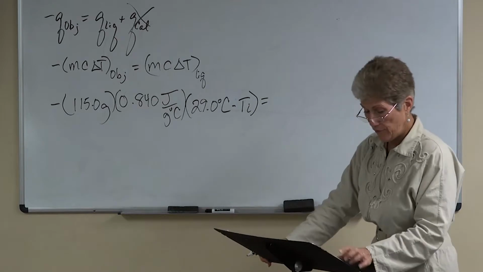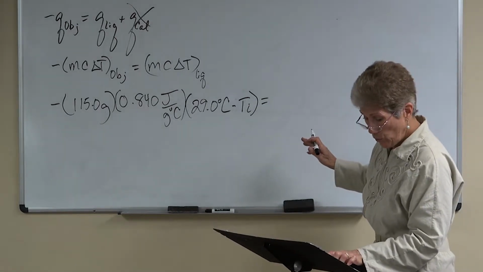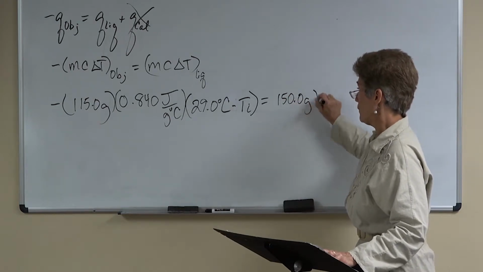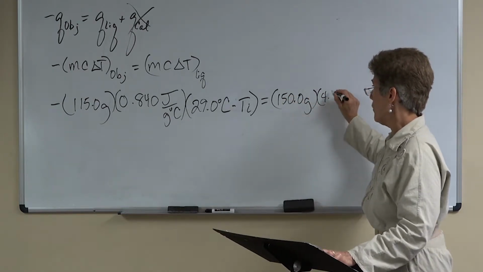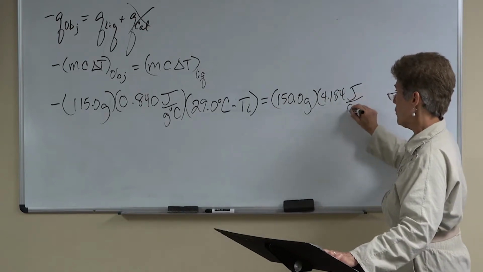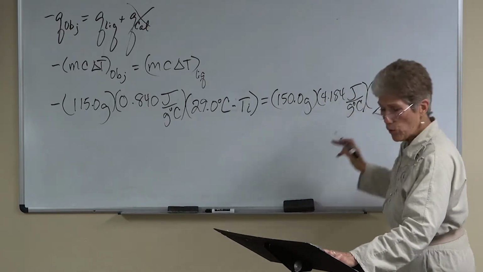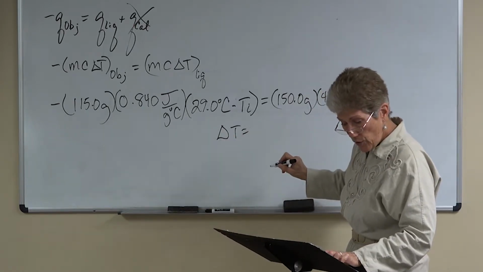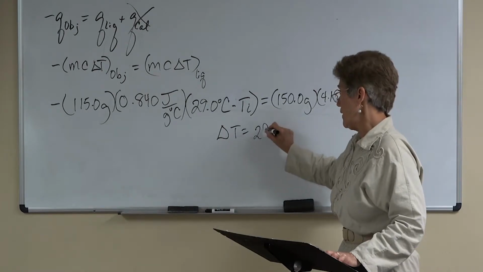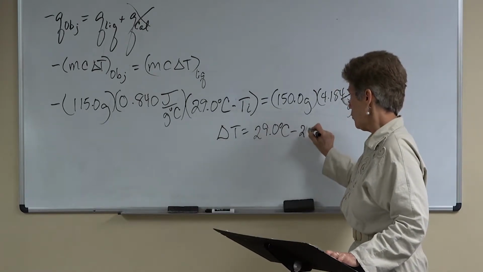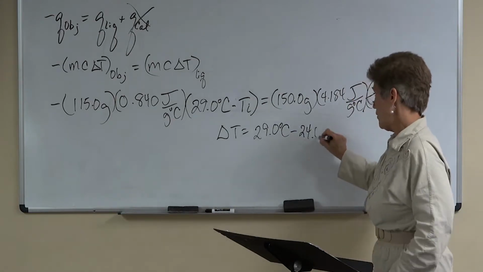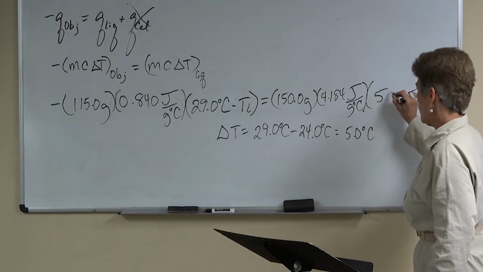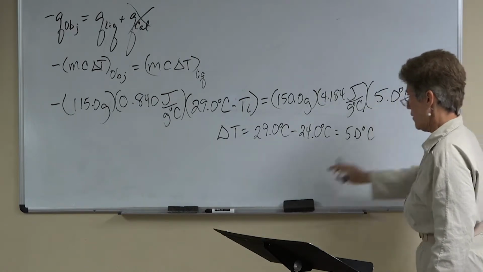And then we have to do the liquid over here. We're told that we have 150 grams of water. We know water is 4.184 joules per gram degrees Celsius. And we're told that it goes from 24 to 29. So 29.0 degrees Celsius minus 24.0 degrees Celsius gives us 5.0 degrees Celsius. That's our delta T. There we go.